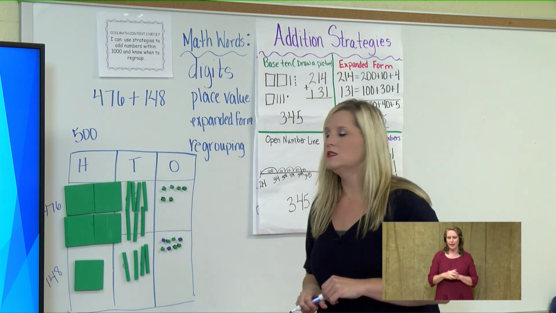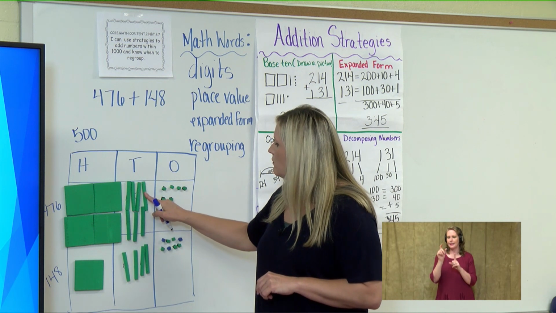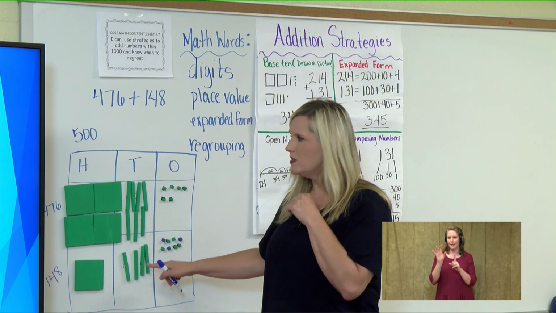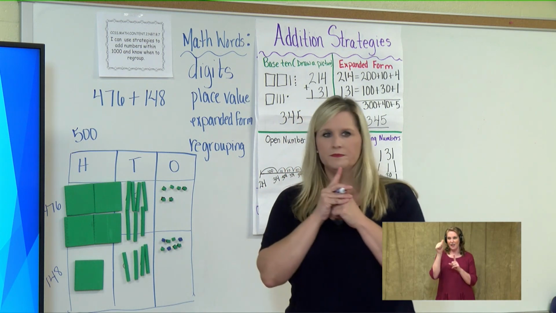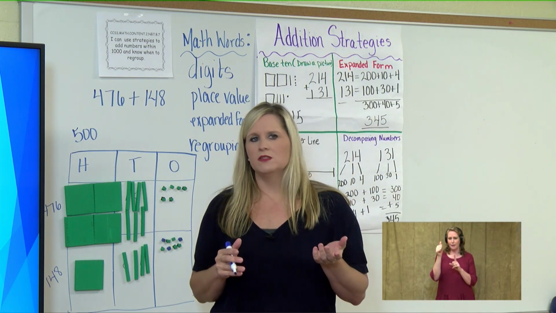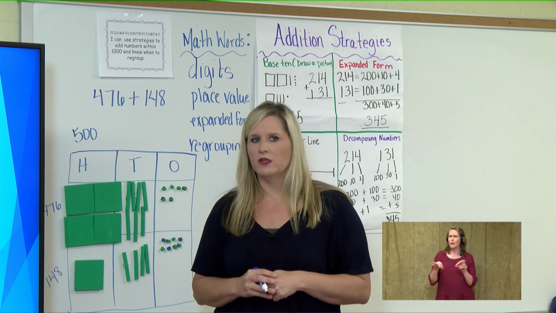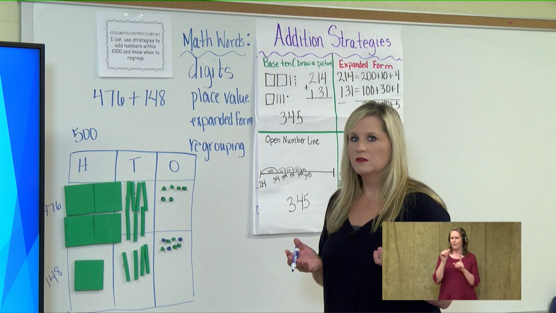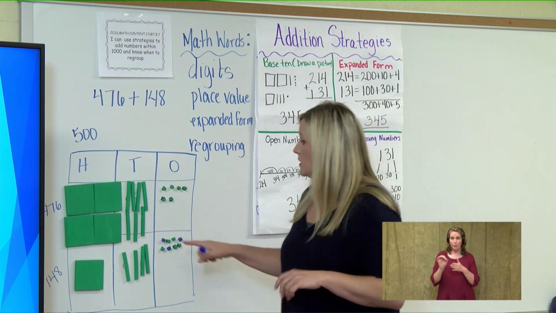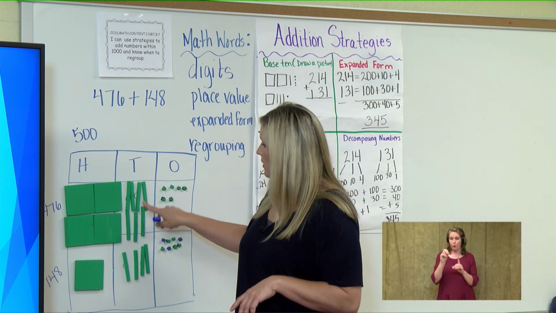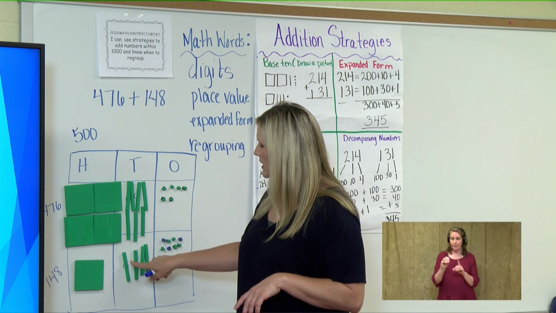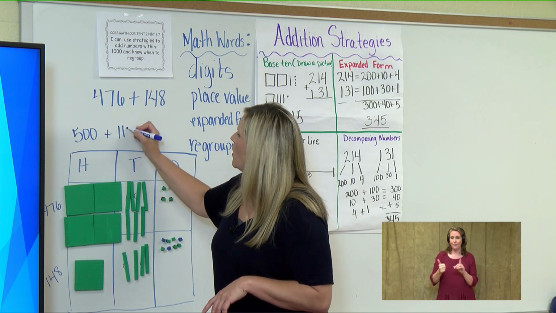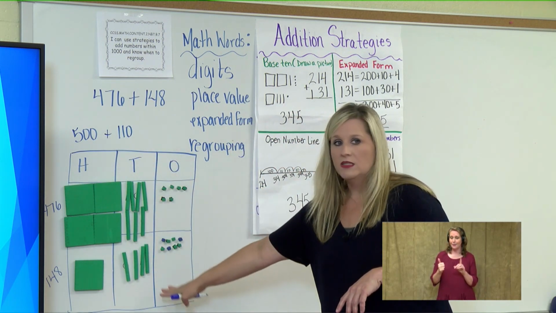Let's count how many tens we see. 1, 2, 3, 4, 5, 6, 7, 8, 9, 10, 11 tens. How much is 11 tens worth? What's the value of 11 tens? What's a way that we could find out what that value is? Well, we could count by tens. We could say 10, 20, 30, 40, 50, 60, 70, 80, 90, 100, 110. So we have 110 in our tens place.